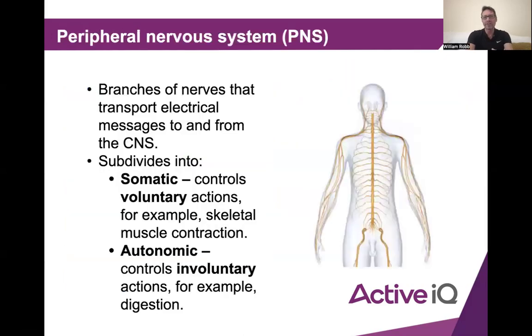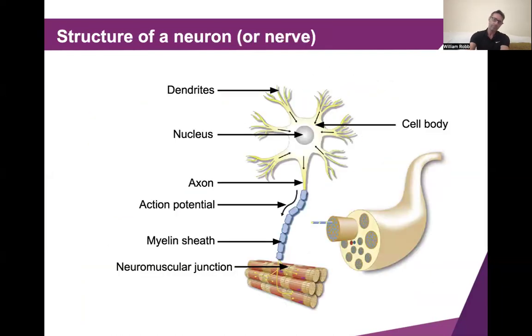So the peripheral nervous system, let's have a little look. It branches off the nerves, so it subdivides into the somatic, which we can control, for example, all the skeletal muscles, and the autonomic, remember, it's involuntary, like your heart and your digestive system. So somatic, we can control. Autonomic happens automatically. So let's look now how information is sent from your brain to your muscles.